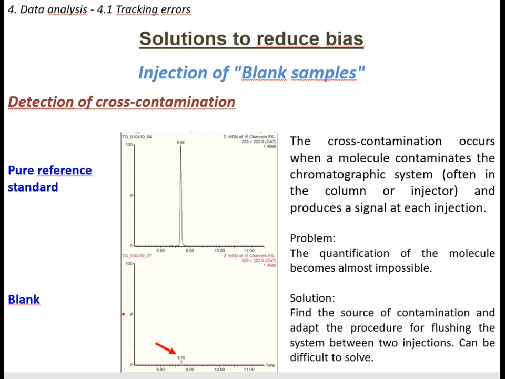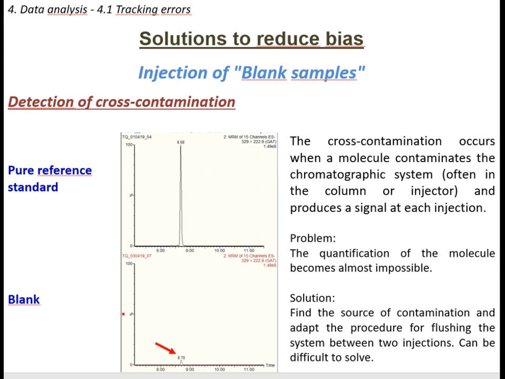You may also detect cross-contamination with this. So if you inject many samples, you can contaminate your machine. And this contamination will provoke a problem for the subsequent samples you inject. So here, for example, you inject a pure reference standard, which is quite concentrated. And then you inject a blank just after that. And you find a trace of this same molecule. So it means that the preceding injection has contaminated the following injection.